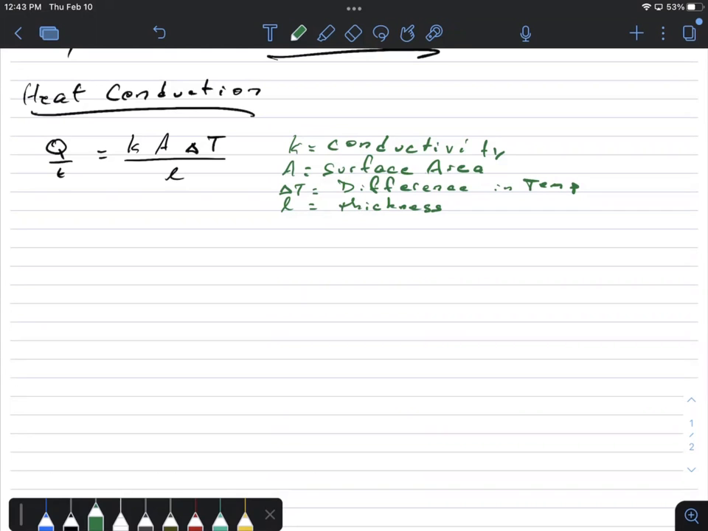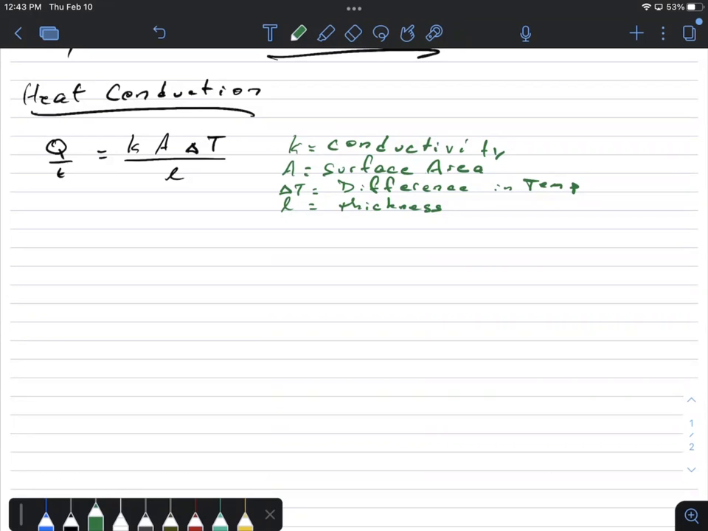So even though the equation's written like this, that doesn't mean the only thing to solve for is the heat transfer rate. Sometimes I could ask for something else, but this is the equation you would use to solve for that thing. So that's what we did last time.